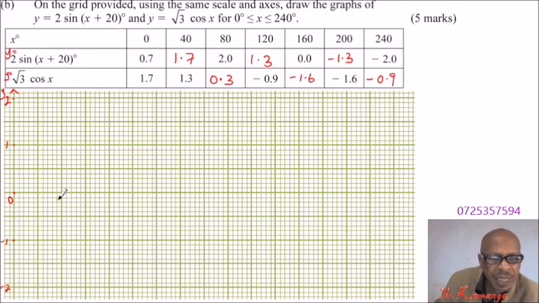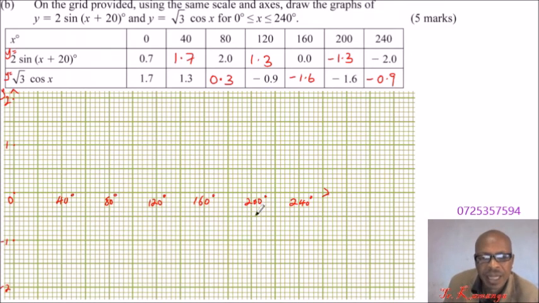For the x-axis, you can say 40, from 0 to 240. This is 80, this is 120, we have 160, we have 200, we have 240. These are degrees. Always plan your scale to maximize the use of the space, and that is the one that will enable you to get correct values. So this is the value of x.